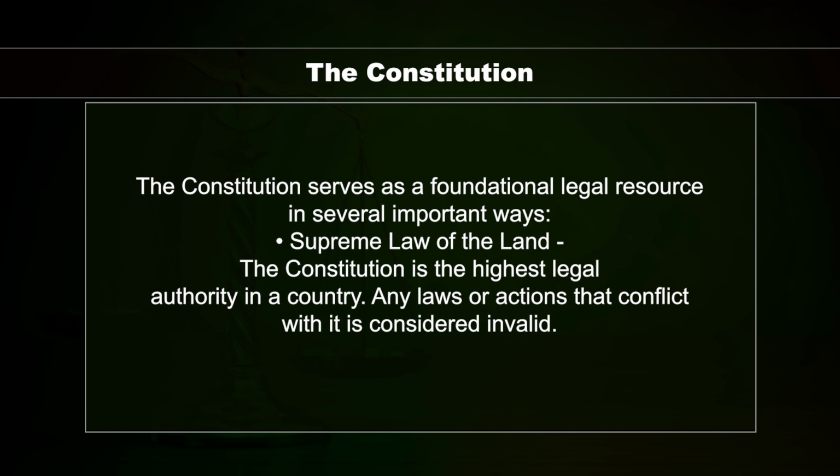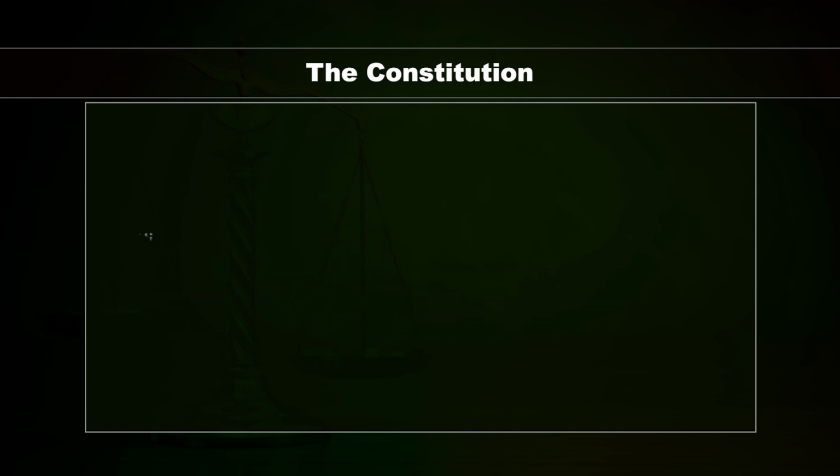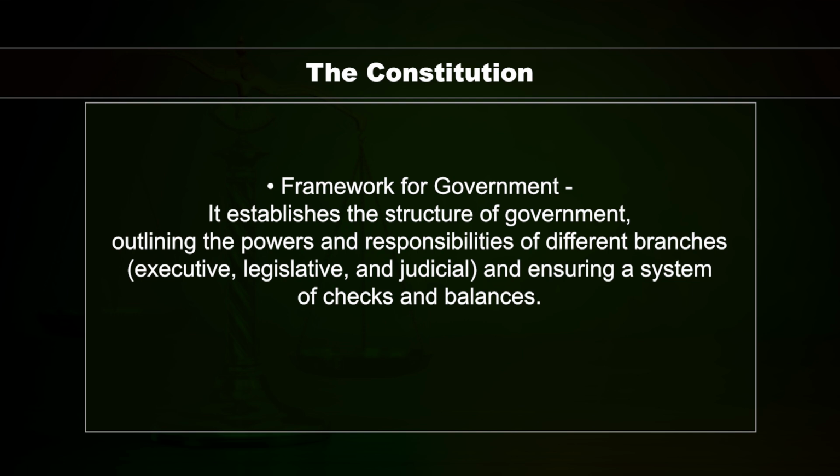The Constitution is the highest legal authority in a country. Any laws or actions that conflict with it are considered invalid. Second one is framework for the government. It establishes the structure of government, outlining the powers and responsibilities of the different branches like executive, legislative and judicial, and ensuring a system of checks and balances.